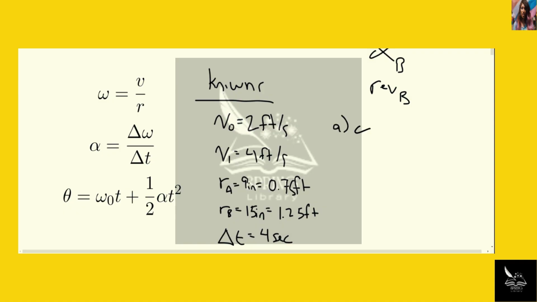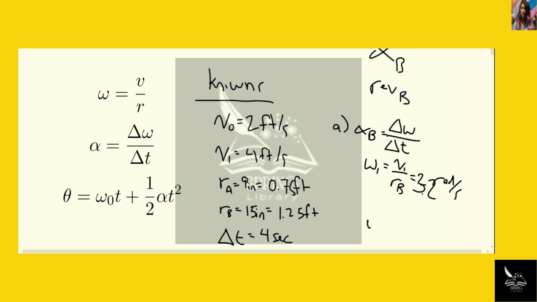We're looking for the angular acceleration of drum B. Well, we can just take the change in the angular velocity over the change in time. We know the change in time is 4 seconds, and all we need is the change in angular velocity. Well, we know that W1 is equal to V1, and in this case, since it's drum B, it's going to be over RB. We know V1 is 4, and RB is 1.25 feet. So therefore, this gives us 3.2 radians per second.